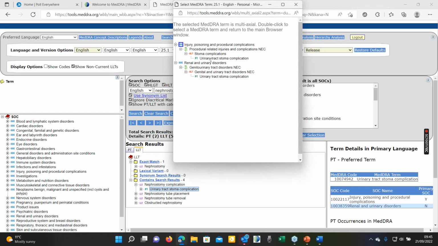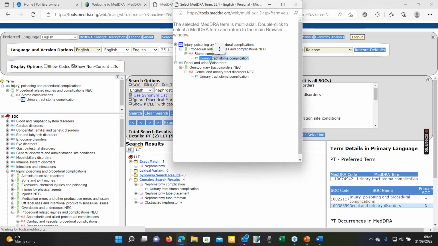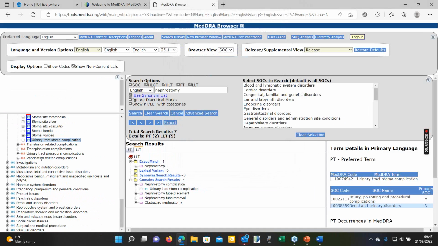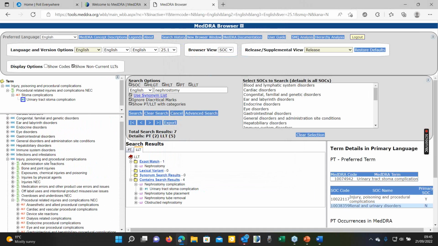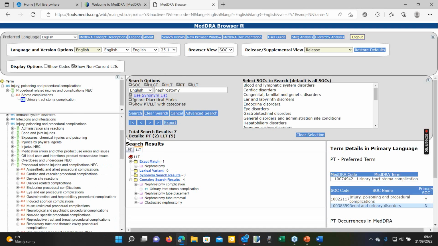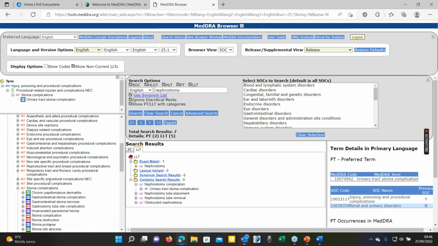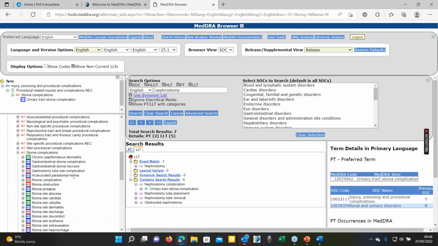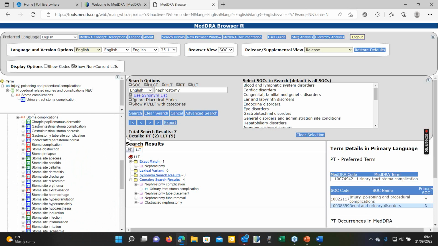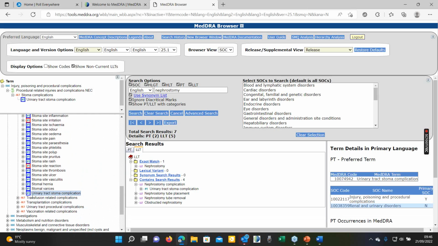Let's go to the browser there. Again, it's multi-axial, so I select the primary SOC. I could have done this top down. I could have started at the injury, poisoning and procedural complications, chosen the HLGT of procedural related injuries and complications, and then there's an HLT of stoma complications, and it's here along with all these stoma site terms. This is where MedDRA's placed the nephrostomy. So although it is a catheter, it's been placed here with all these other stomas. Nephrostomy complication is an LLT, as we saw, under the PT of urinary tract stoma complication.